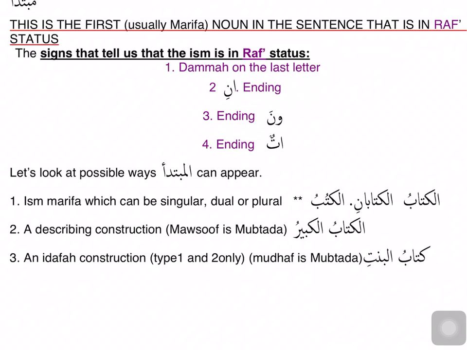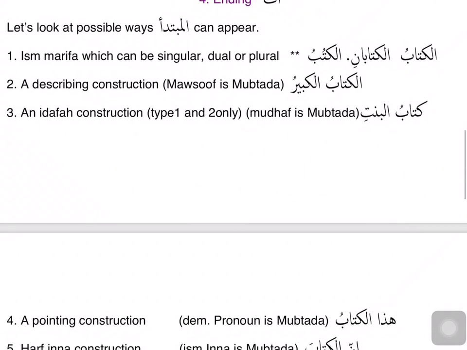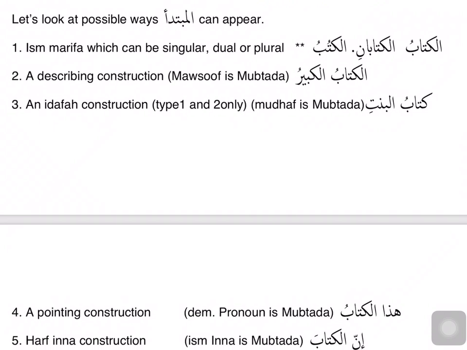So then I will have to assume its rough status. I will have to use other clues and make sense of the sentence without the clue of this ending. So I figured out the rough status of the noun. Now about the mubtada being ma'rifa, how will it appear?